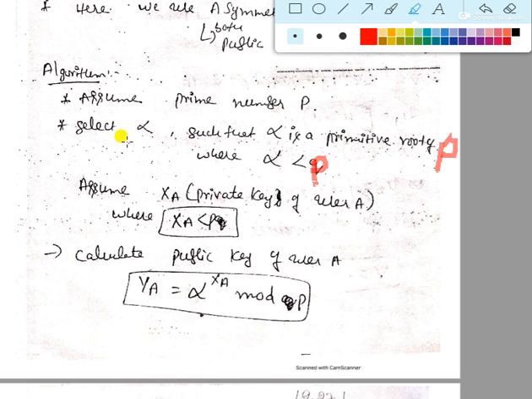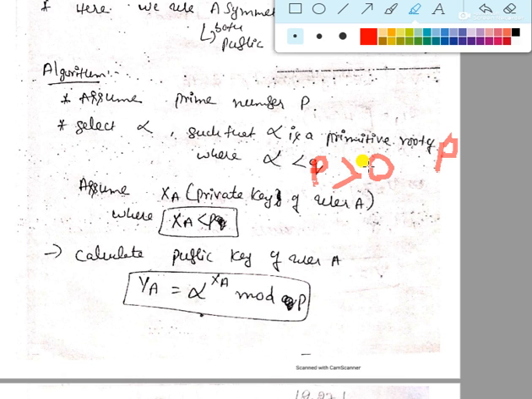So first you assume one prime number, and then the second step is to select alpha. This alpha is a primitive root. What is that primitive root? That we will see next with an example. Alpha is a primitive root of p, where alpha is less than p. You can select alpha as any number, but it should be less than p and greater than 0. Make this change also: less than p and greater than 0.